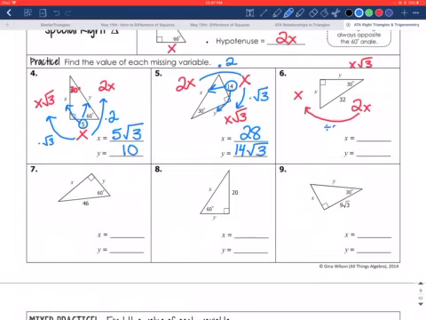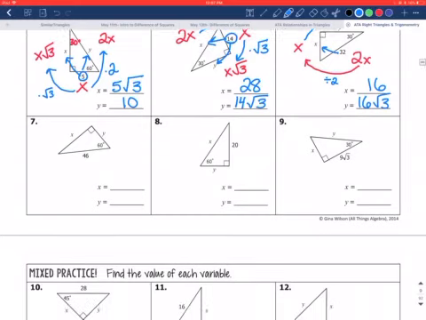To go from 2x to x, that's easy. All I'm doing is dividing by 2. So 32 to get to x will be 16. Then to go from x to x square root of 3, we're still just multiplying by the square root of 3, which is really not that difficult.